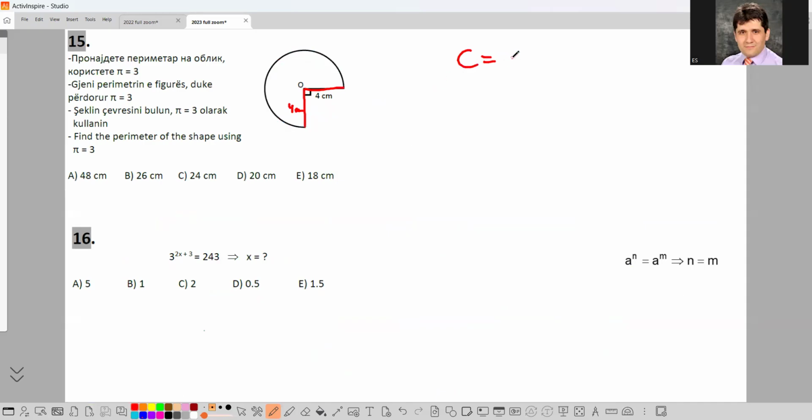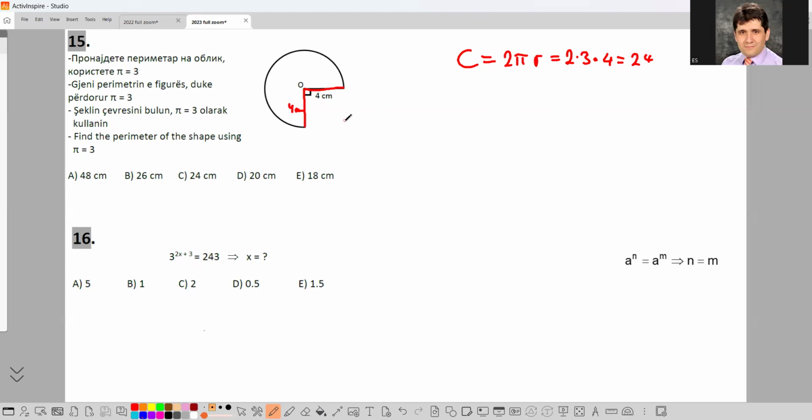The circumference of the circle is 2 pi r, 2 pi times radius. In our case, pi is taken to be 3. Now we know it's 3.14, but just for the sake of calculations, let's take 3. So 2 times pi, which is 3, times radius, which is 4. That's 2 times 3, 6, times 4, 24. But 24 is the circumference of the whole circle.